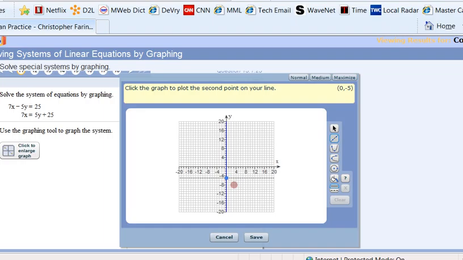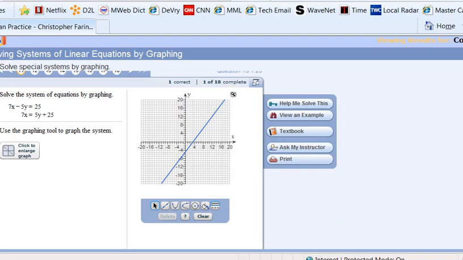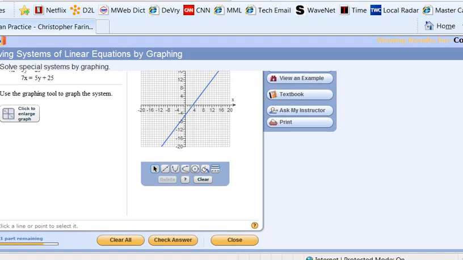Now, I might have messed that up. I think I'm on the right spot. 0, negative 5. And then the other one was 5, 2. So over 5, up 2. There's that point. And I think I've got them right, but boy, it's hard to tell by looking. And if you're using a touchpad on a laptop, it can be really difficult to do. So it's much easier if you have a separate mouse. Well, let's see if I landed those on the right spot. I'm going to check answer.